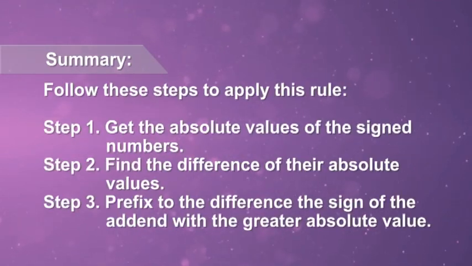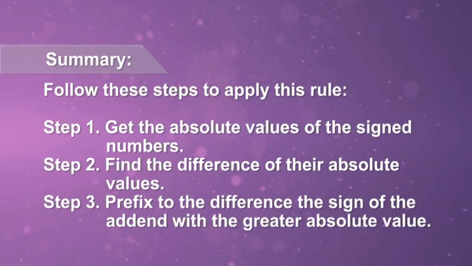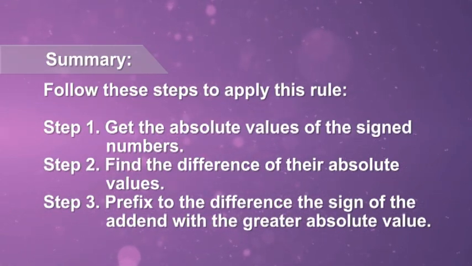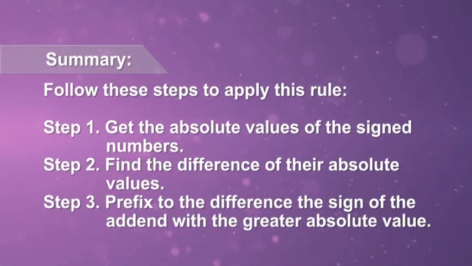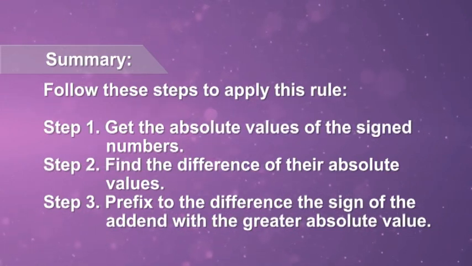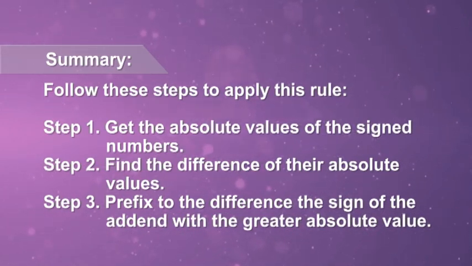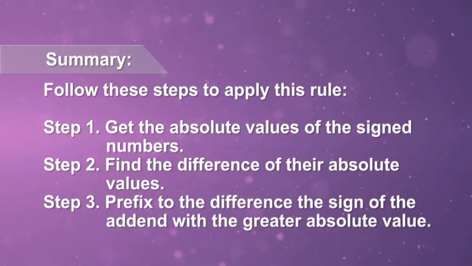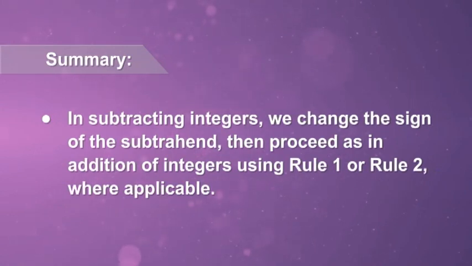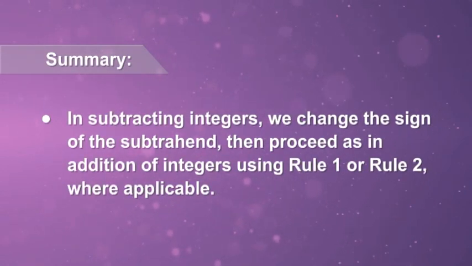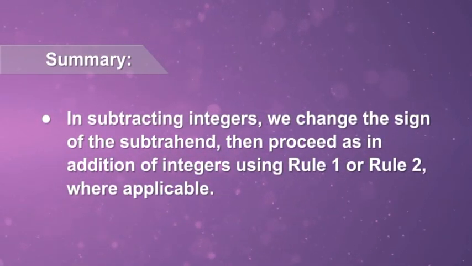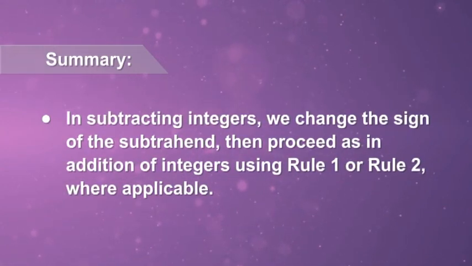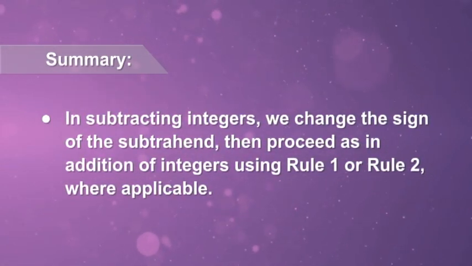Follow these steps to apply this rule. Step 1, get the absolute values of the signed numbers. Step 2, find the difference of their absolute values. Step 3, prefix to the difference the sign of the addend with the greater absolute value. In subtracting integers, we change the sign of the subtrahend and proceed in addition of integers using rule number 1 or rule number 2 where applicable.